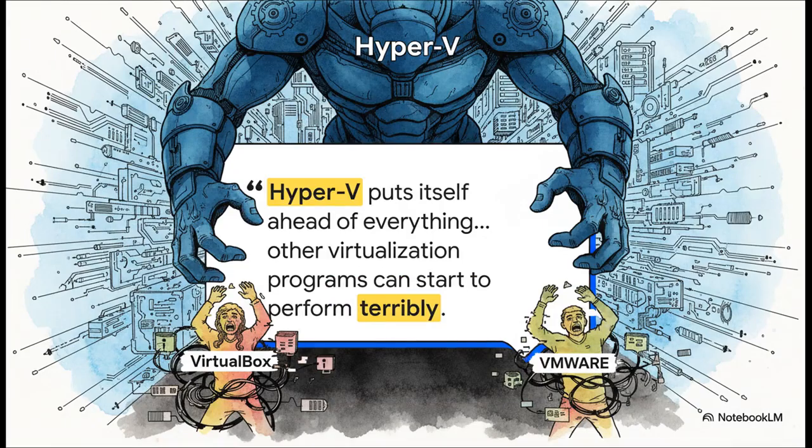Easy. Now, for a really important warning. When you enable WSL2, you're also turning on Microsoft's hypervisor, which is called Hyper-V. And as the quote says, Hyper-V puts itself ahead of everything. It takes control of the hardware at a very low level. So what does that mean for you? It means that other virtualization programs like VirtualBox or VMware can suddenly start to perform terribly because they can't get that direct hardware access anymore. It's a huge thing to keep in mind.